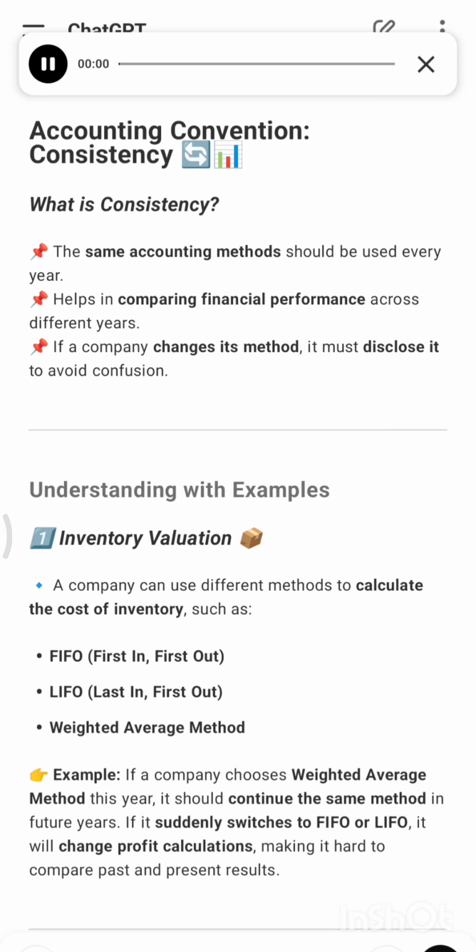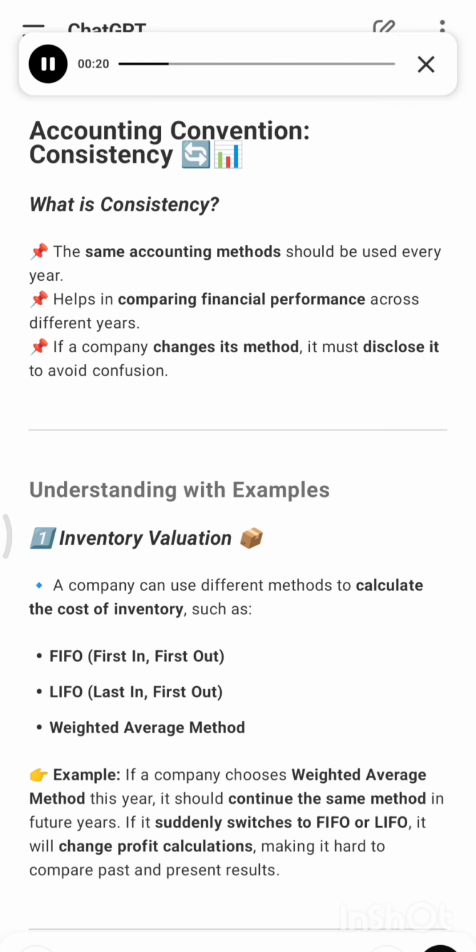Accounting convention, consistency. What is consistency? The same accounting methods should be used every year. Helps in comparing financial performance across different years. If a company changes its method, it must disclose it to avoid confusion.